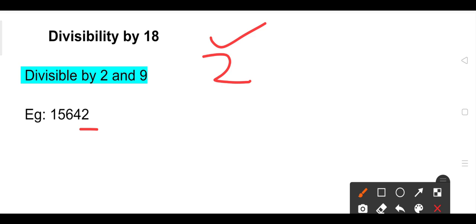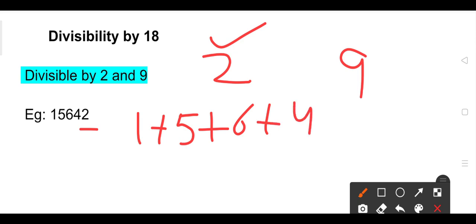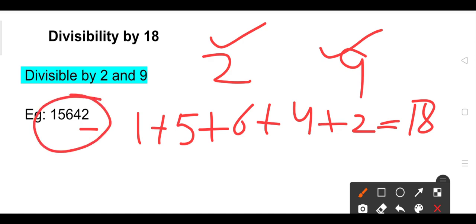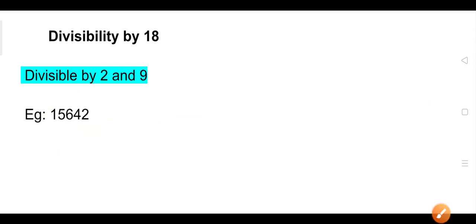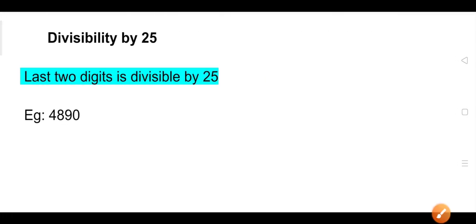First condition completed. Now the next condition is the divisibility rule of 9. In this you have to add all the digits. 1 plus 5 plus 6 plus 4 plus 2. And the answer is 18. And yes, 18 is divisible by 9. So second condition is also fulfilled. It means this number 15,642 is also divisible by 18. I hope this is clear to you.